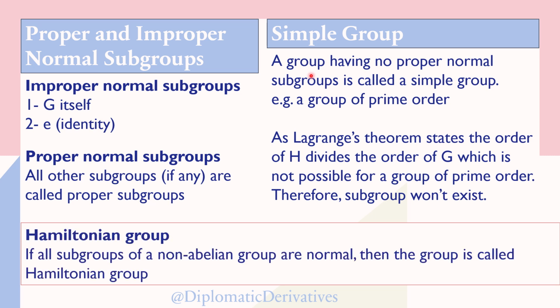Now, another definition is the Hamiltonian group. This can come in MCQs. If all subgroups of a non-abelian group are normal, then the group is called a Hamiltonian group. We said that if a group is abelian, all the subgroups are normal subgroups. If the group is non-abelian, in that case you have to check the condition. Upon checking the condition for all the subgroups, if all of them turn out to be normal, then that group will be known as the Hamiltonian group.